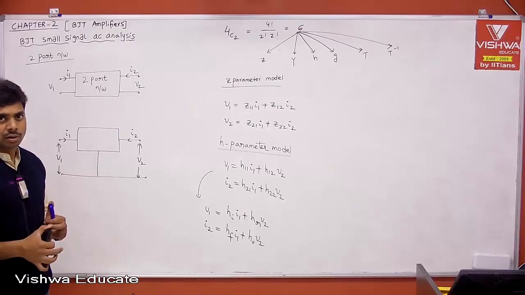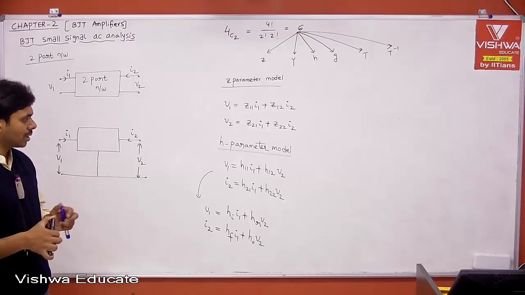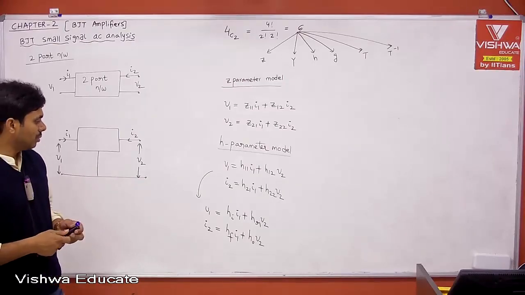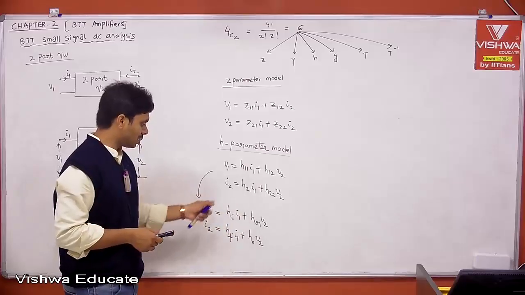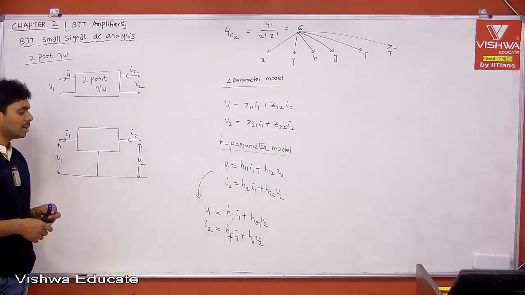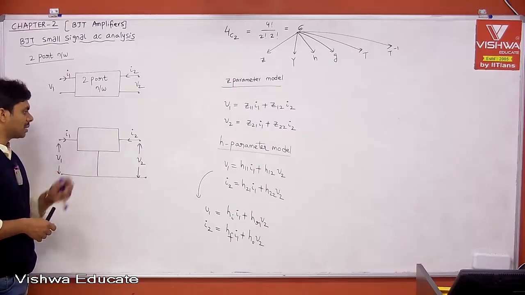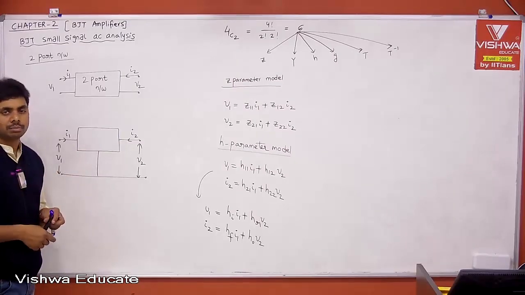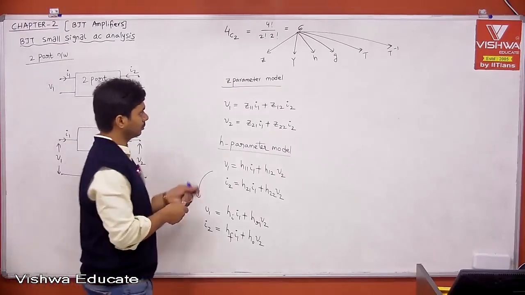Okay, continue. Until I say don't write, you can continue. Then let me use these equations to get an equivalent circuit to replace the black box. That can be used for BJT.